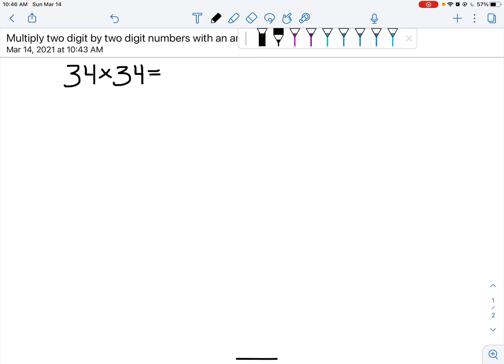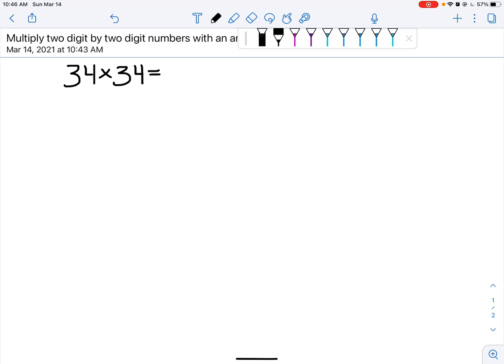Hello everybody. Today we're going to continue to take a look at multiplying two-digit by two-digit numbers. On Tuesday we looked at some multiplication where you had multiples of 10. Today we're going to just look at straight up two-digit times two-digit numbers. So we have 34 times 34 listed here.